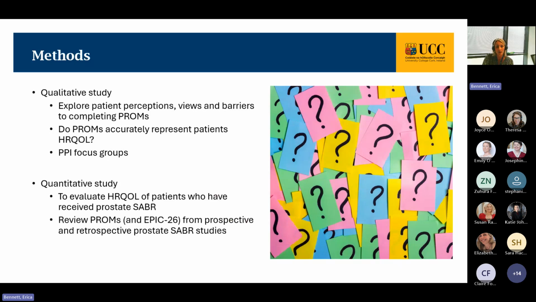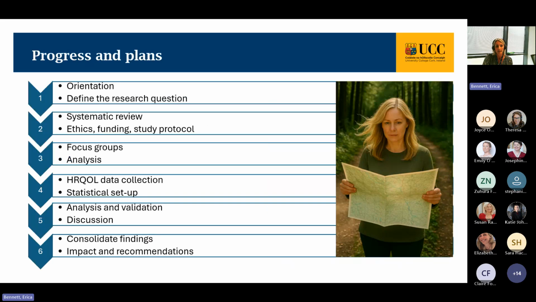And then the second part of my PhD is to evaluate some quantitative data to statistically look at the health-related quality of life of patients, and review the PROMs from prospective and also retrospective SABR studies. At the moment, as I mentioned, I'm just in year 1 and I'm doing this part-time. So this is just my outline of the time.